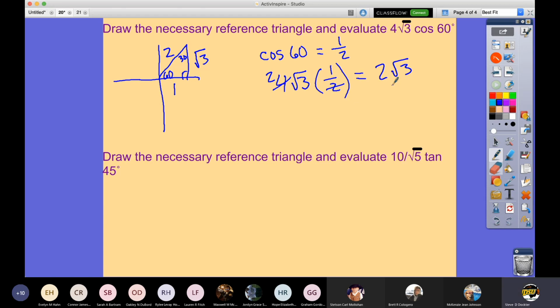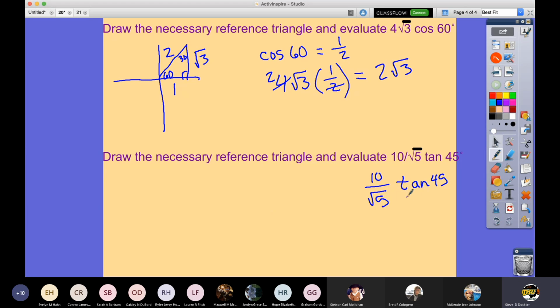All right, can you guys think of any questions so far? All right, last one down here is draw the necessary reference triangle and evaluate 10 over the square root of 5. So that would look more like this, 10 over square root of 5 times tangent of 45.